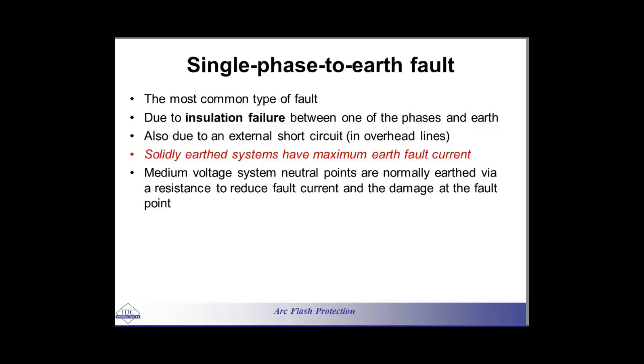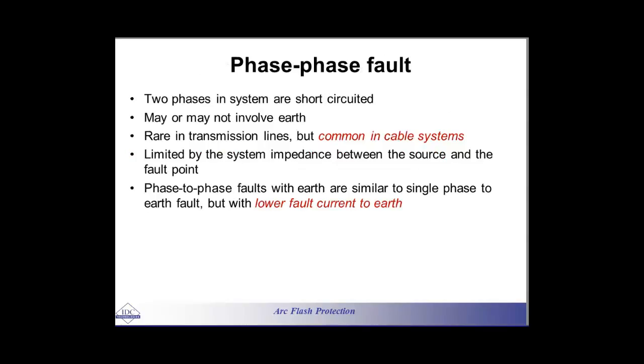So the single-phase to earth fault, as I said, is the most common type of fault. Normally it is due to insulation failure, and what happens is that if your system is solidly earthed, that is, you have directly connected the neutral point to the ground, in that case you will have the maximum earth fault current in here. This is good and this is bad. This is good in terms of being able to detect the fault pretty quickly. It is bad in terms of the fault current being very strong, and if the protection system is not able to clear the fault in time, your system will be significantly damaged.